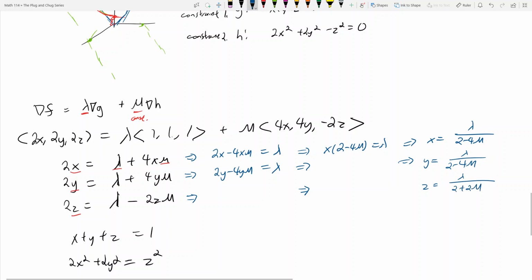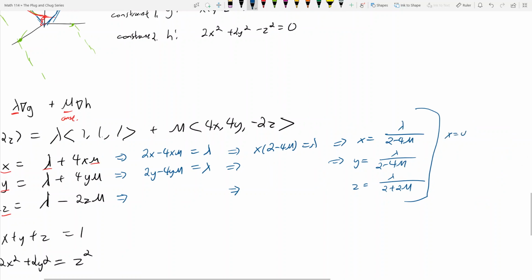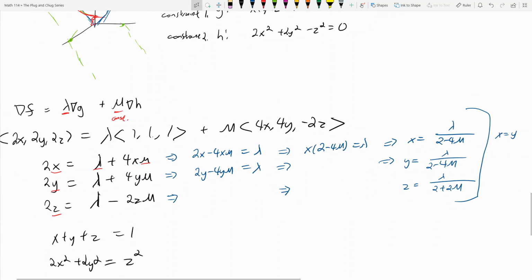All right, and what do these 3 equations here tell us? Well, I can see right away that x is equal to y, right? So I can see that x is equal to y, and then z is essentially by itself. So where do I go now? Where do I go with this knowledge of x, y, and z? Any ideas? Where do I plug these guys into?